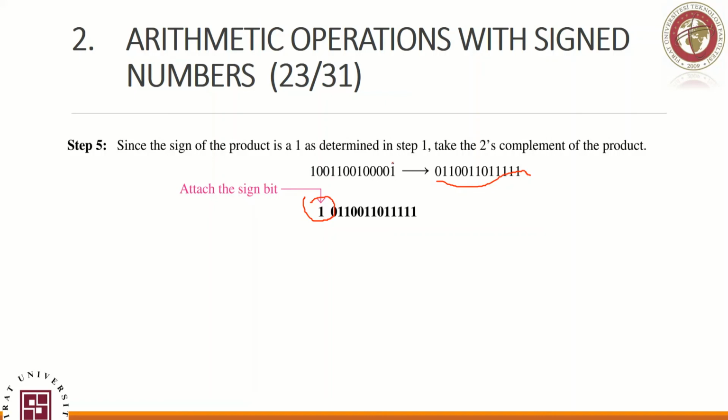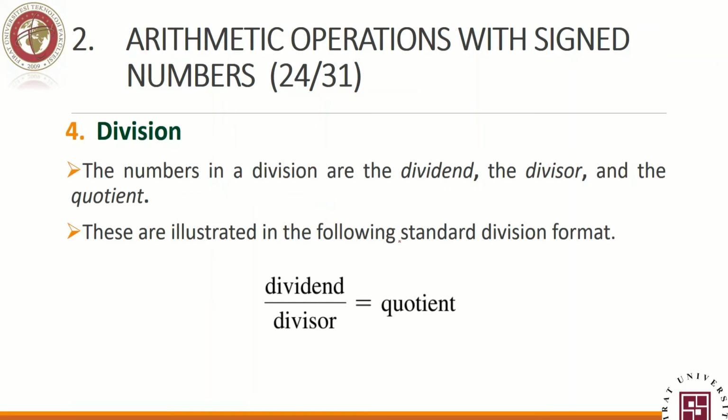How do we complement it? Hold this one, change each 0 next to it to 1 and each 1 to 0. So 0, 1, 1, 0, 0, 1, 1, 0, 1, 1, 1, 1, 1. Okay, add 1 in front here for the sign bit, and that's it. You're done. Okay, division. Division is, we can say, a special case of multiplication.